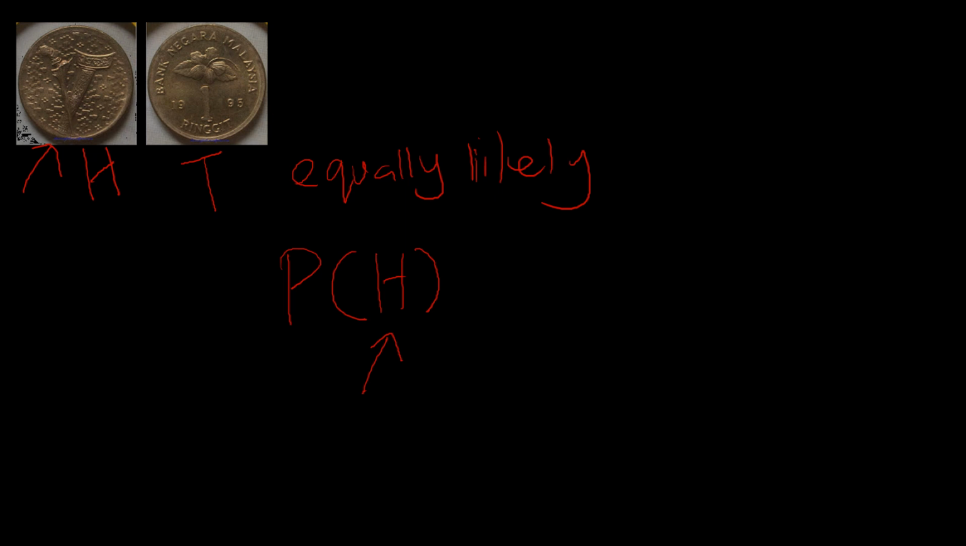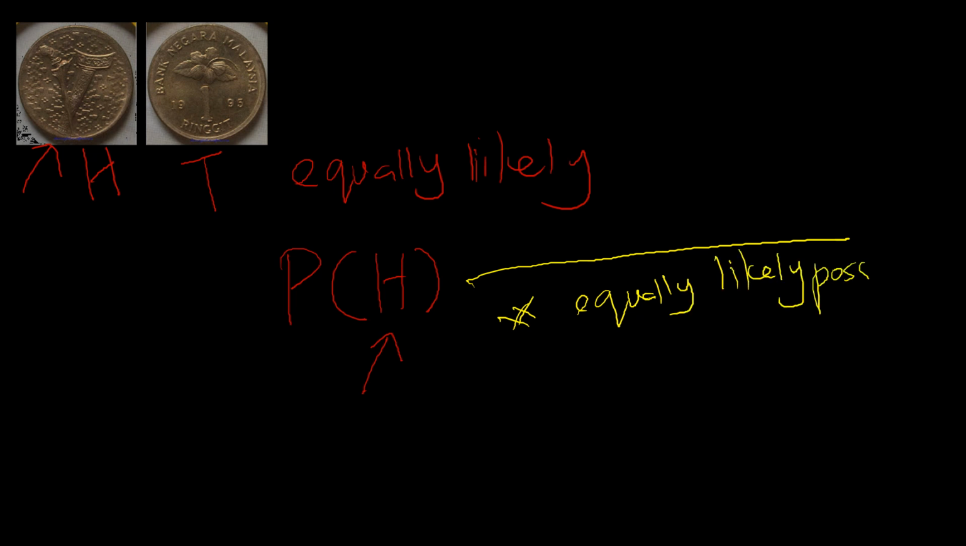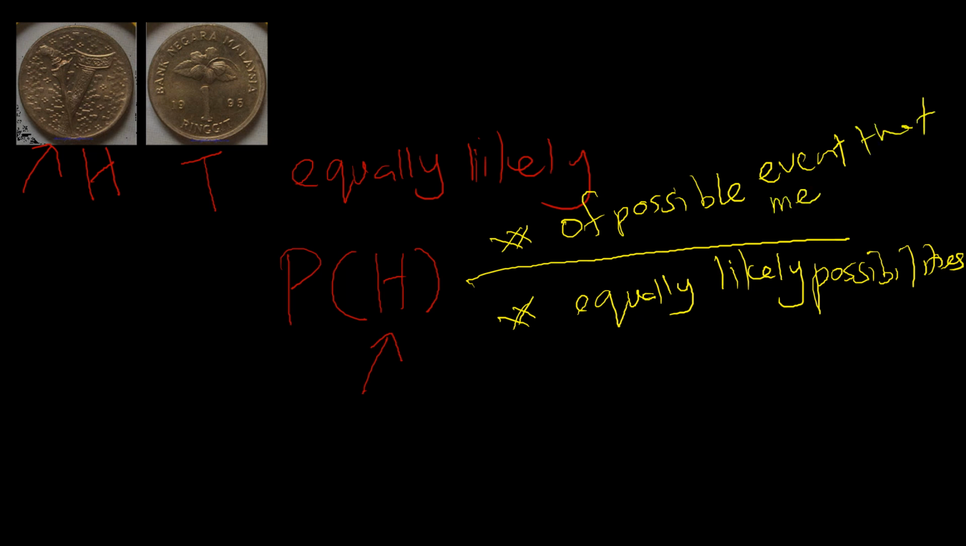One way to think about it, and this is the way probability tends to be introduced in many textbooks, is to ask how many different equally likely possibilities there are. So the number of equally likely possibilities, and then I care about the number of possible events that meet my condition. Sorry, I don't have space for this.